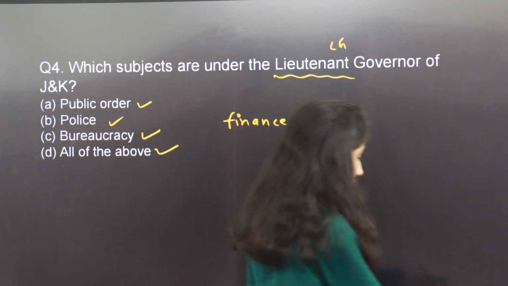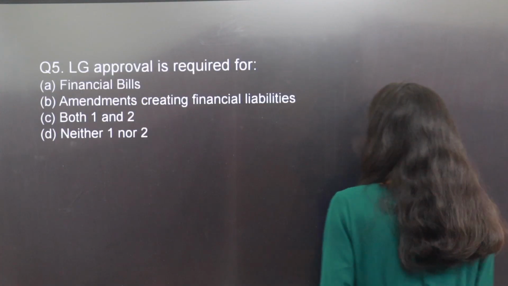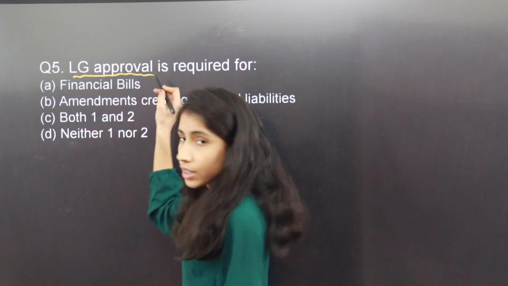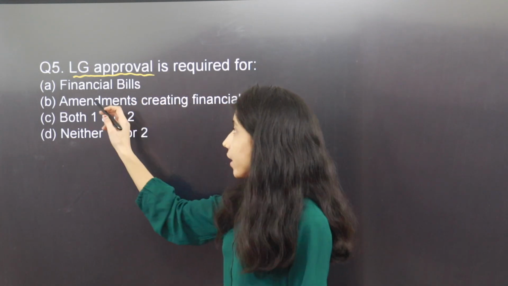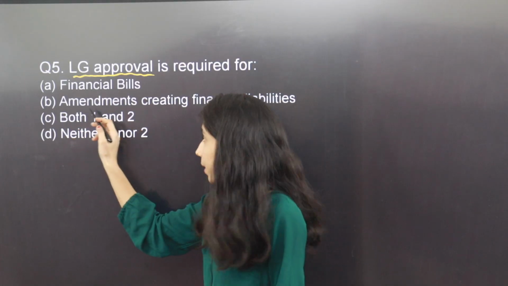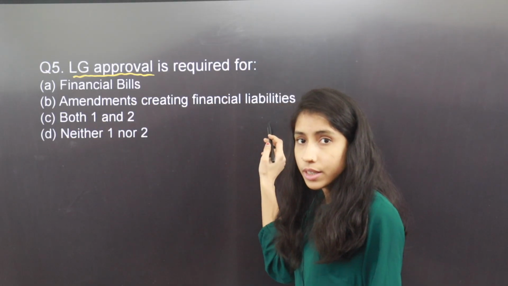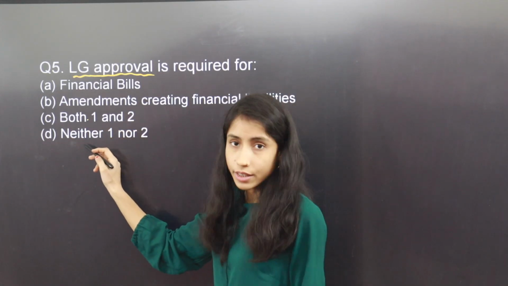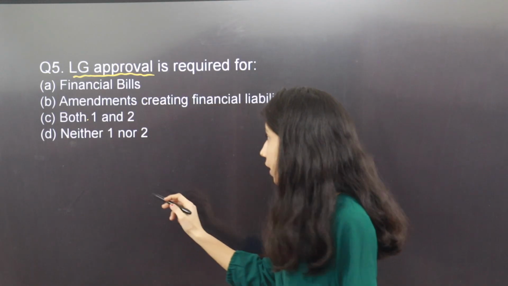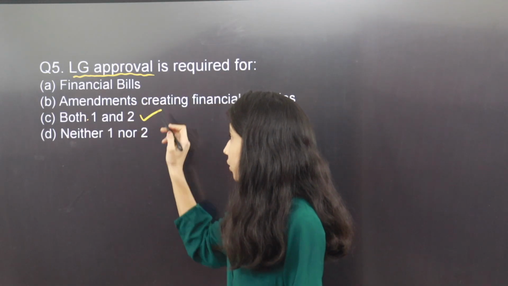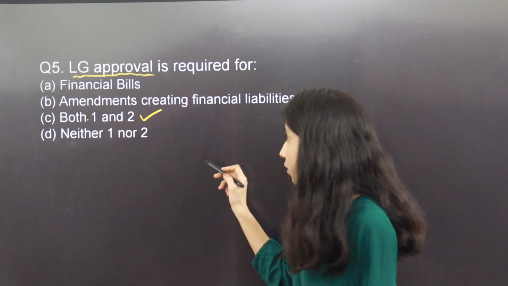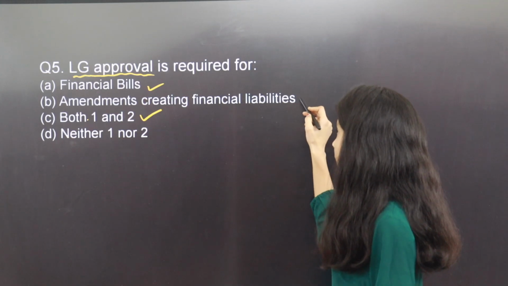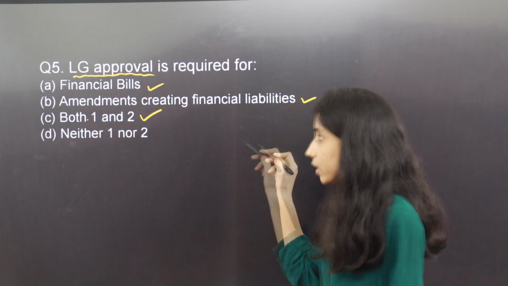Next question. LG approval is required for financial bills, amendments creating financial liabilities, both or neither. The correct option is both 1 and 2. LG approval is required for both financial bills and amendments creating financial liabilities. Next question.